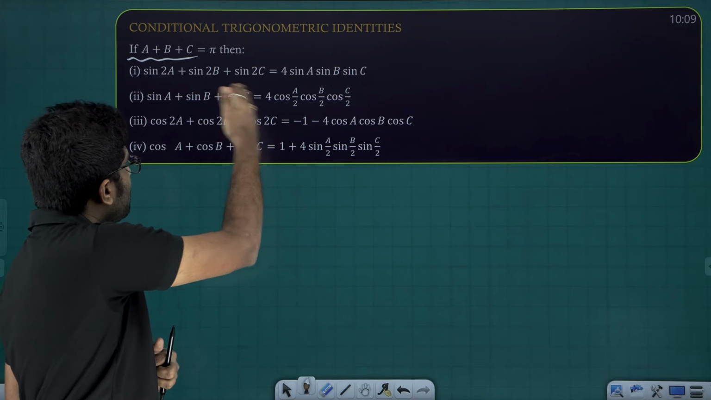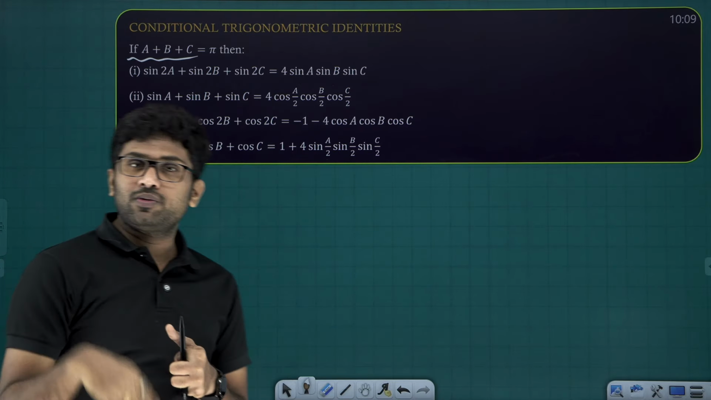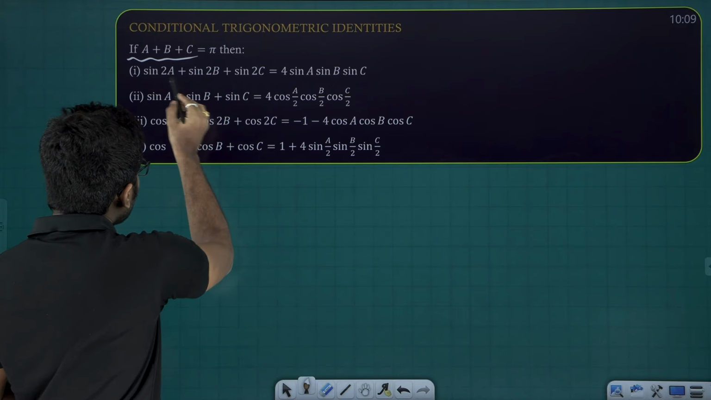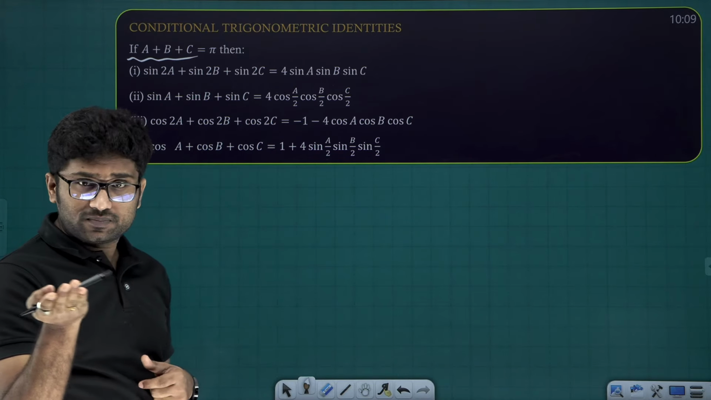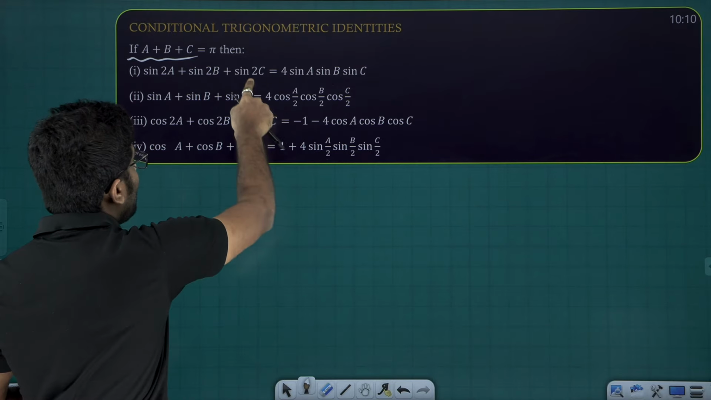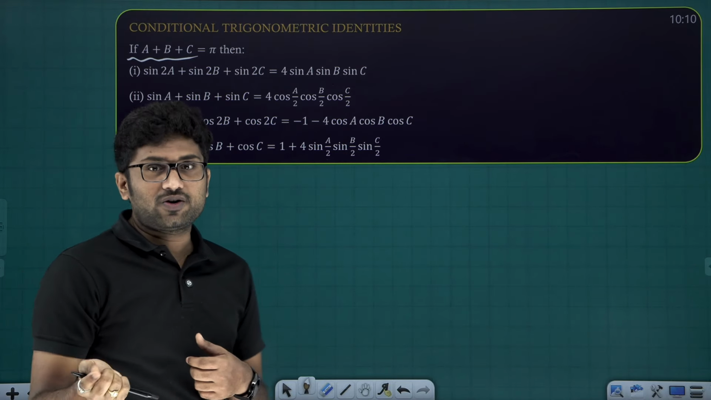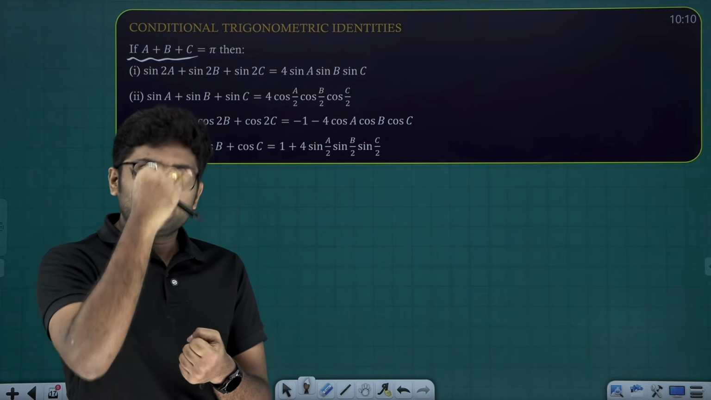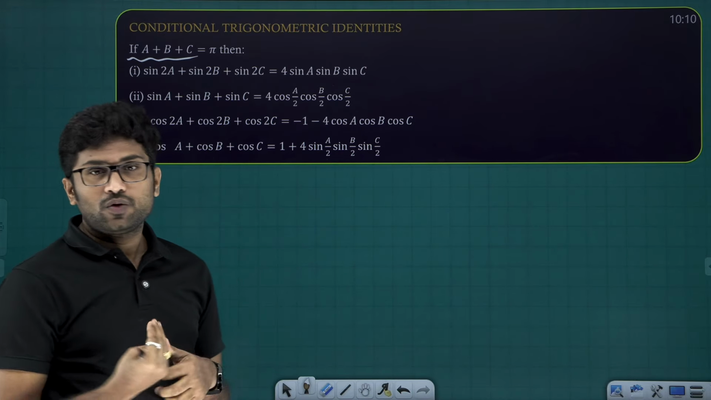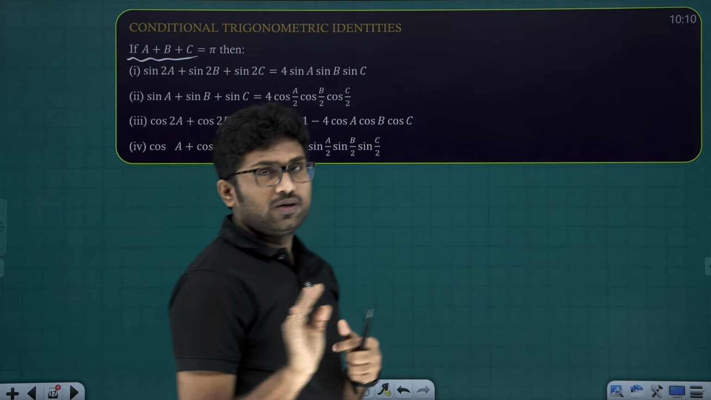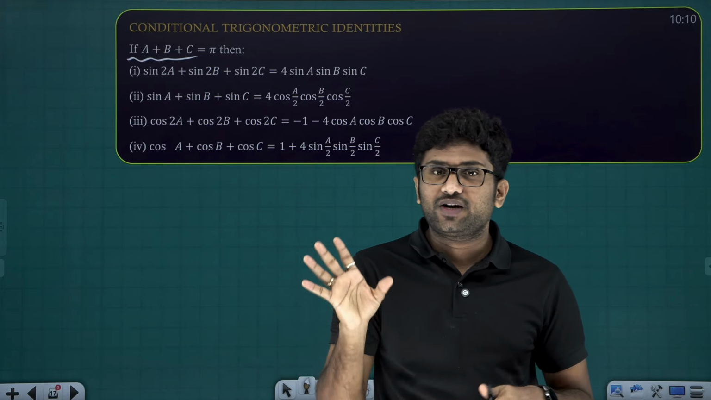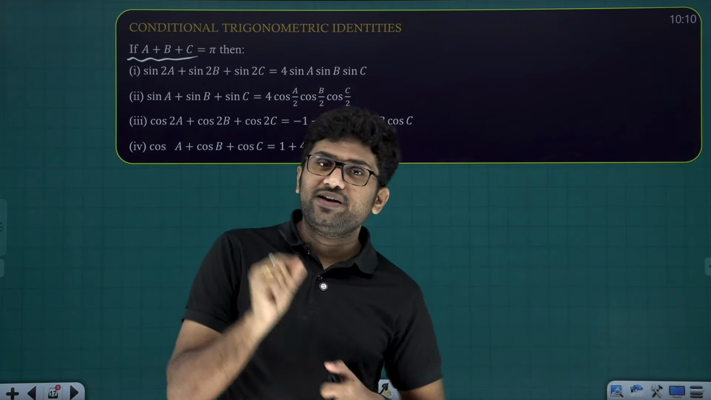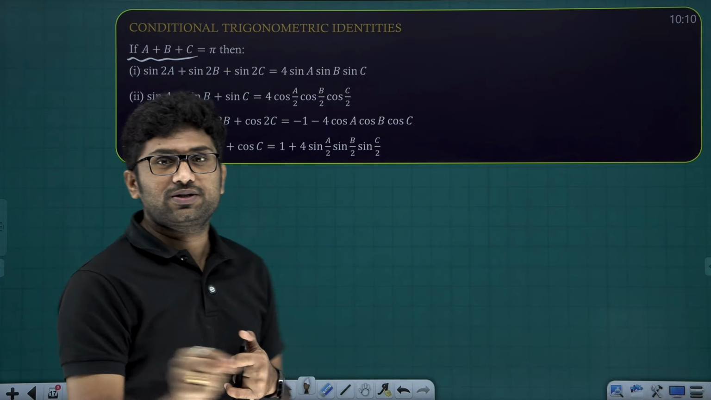Next, sin a plus sin b plus sin c is 4 cos a by 2 cos b by 2 cos c by 2. The proof is also simple, friends. We can use the sin c plus sin d form, and sin 2c can be written as 2 sin c cos c. So from there, just by taking the concerned terms common and simplifying, we will get it. The proof is not much important. Do not care about the proof. Proof is only for understanding. It's time to memorize. Remember the formula. Always remember the formula with a particular pattern.